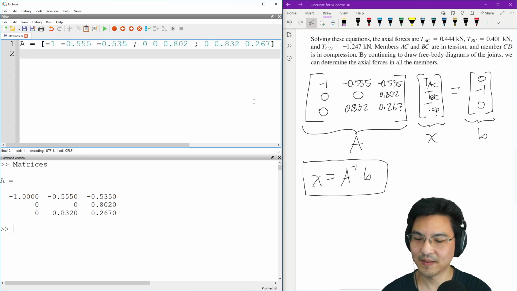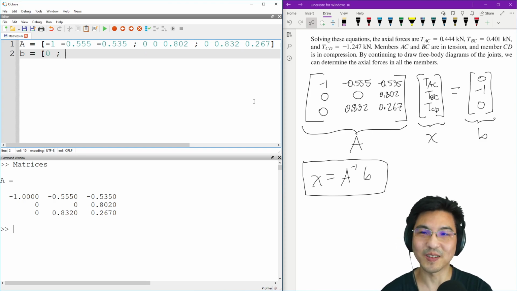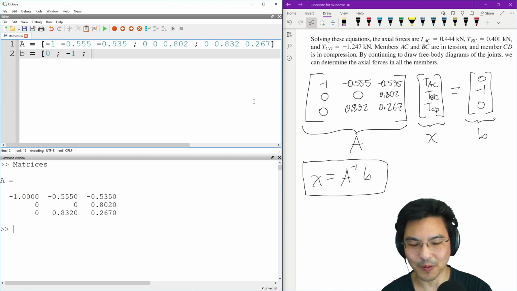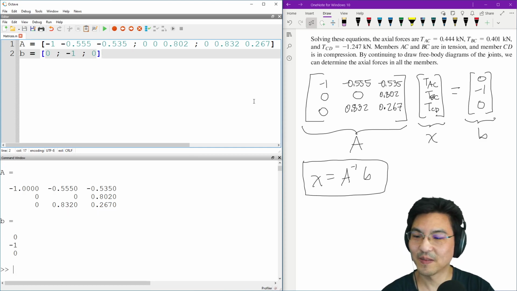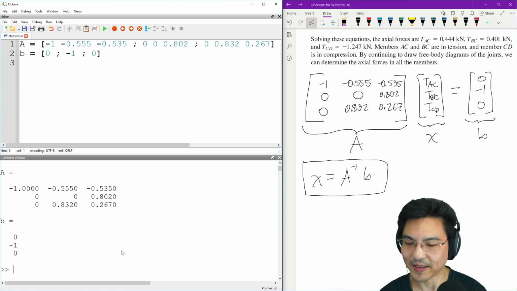And then next line for vector B, first row is 0, and now we already have to go semicolon to go to the second row, -1, semicolon to go to the third row, 0. So here's vector B. If I run it, matrix A, vector B. Now we want the inverse of A times B. So how do you do that? Let's ask.